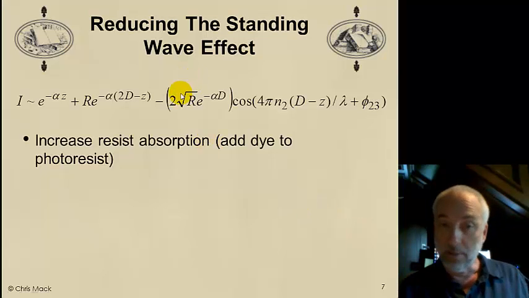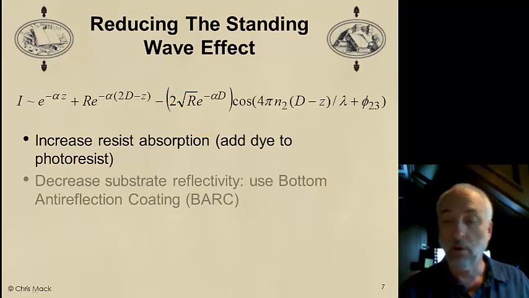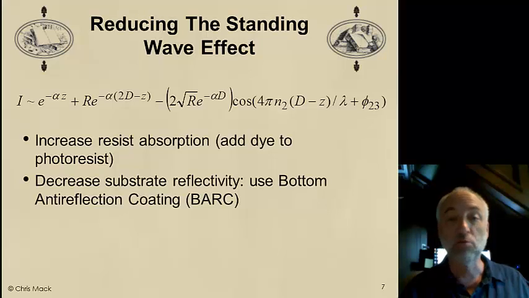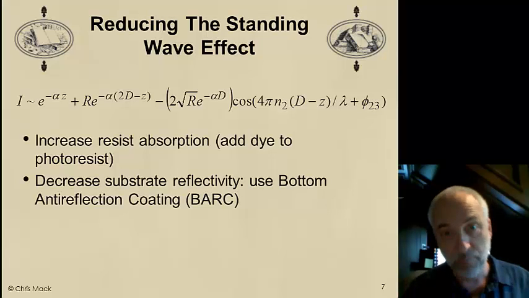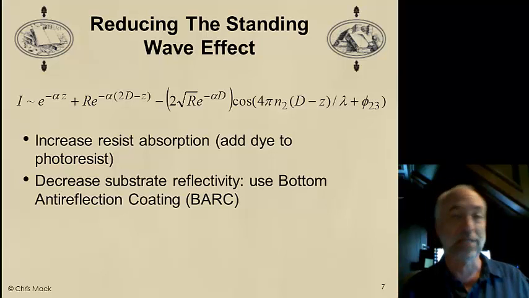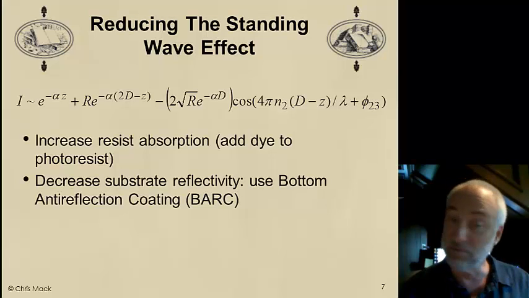But I see another term, R. How can I decrease R? To decrease the substrate reflectivity, I could use a bottom antireflective coating. Well, here's a simple way of saying it. I could paint the substrate black. Silicon's a pretty good mirror. If you've ever seen a silicon wafer, it's very reflective.